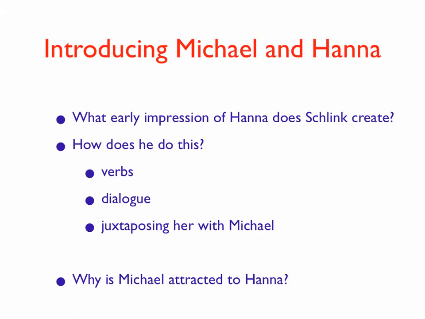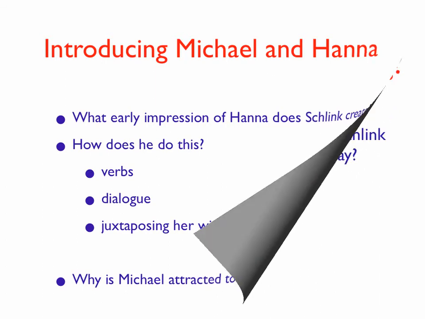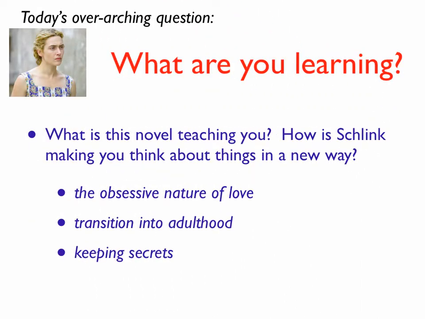We've talked about that question in class. Why is Michael so attracted to Hannah? Partly because there's a mature woman showing an interest in him, and it allows him to become part of the adult world. We discussed, as we were about a third of the way through the novel, what is this novel actually teaching us? What do we get out of it?